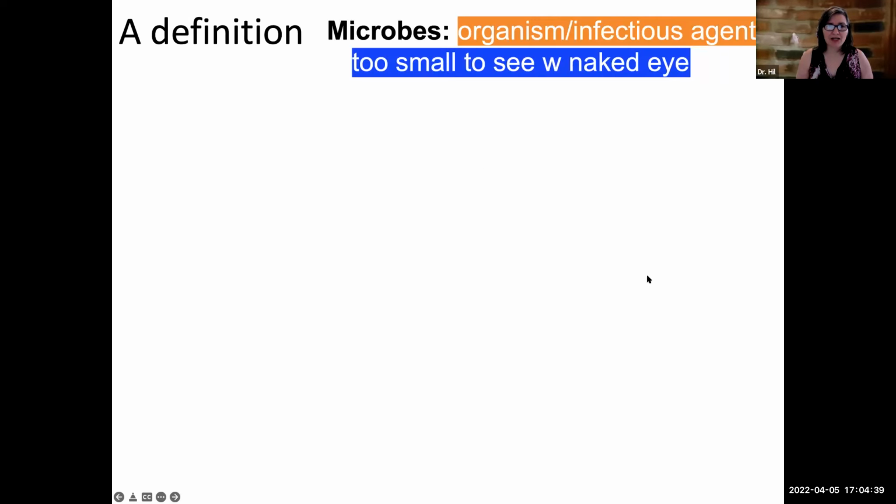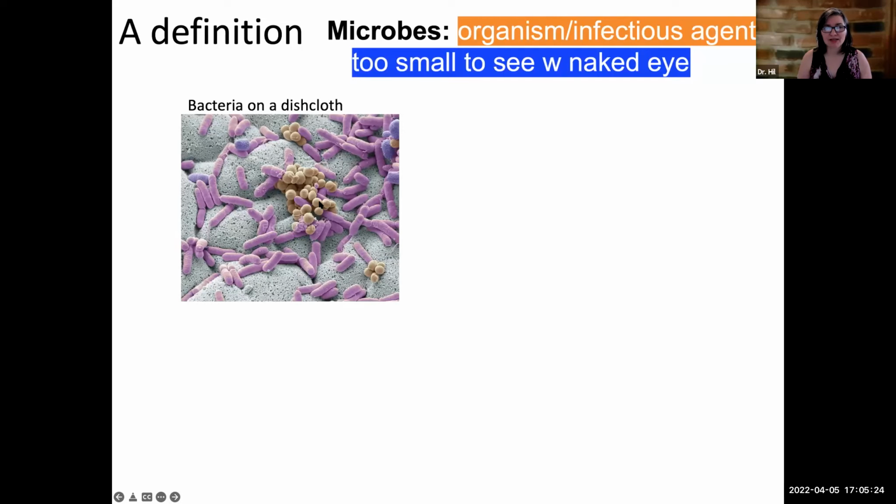So first, let's define the term microbe. Microbe is a rather large umbrella term, meaning an organism and/or infectious agent that is too small to be seen with the naked eye. That includes things that are cellular, like bacteria, fungus, and parasites. It also includes things like viruses, viroids, and prions that we would not consider cellular. They're not really living in the sense of cellular life, but they all have something in common, which is that they can replicate and make more of themselves.